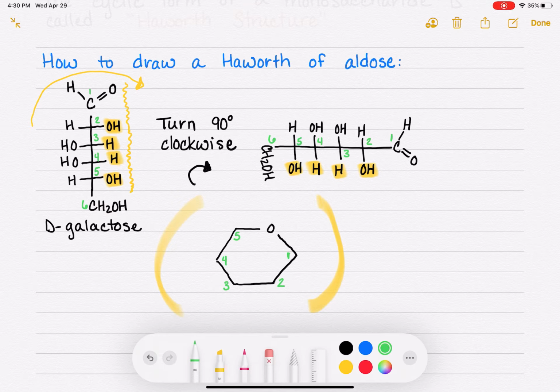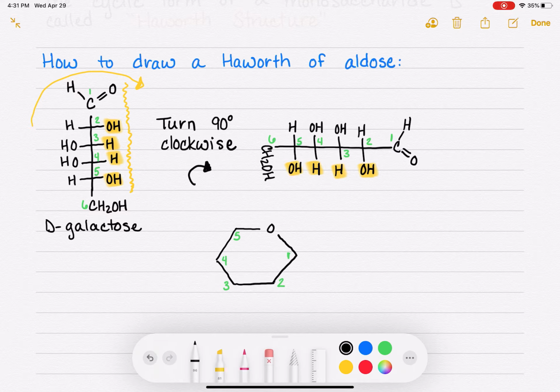So don't do your own thing. Don't get creative. This is not the time to get creative. Don't go this way with it. Don't put oxygen in a different place. And don't do different numbers. Like don't start number 1 up here and go around this way. Do it exactly the way that you see right there. If you do it this way every time, you're going to be okay.